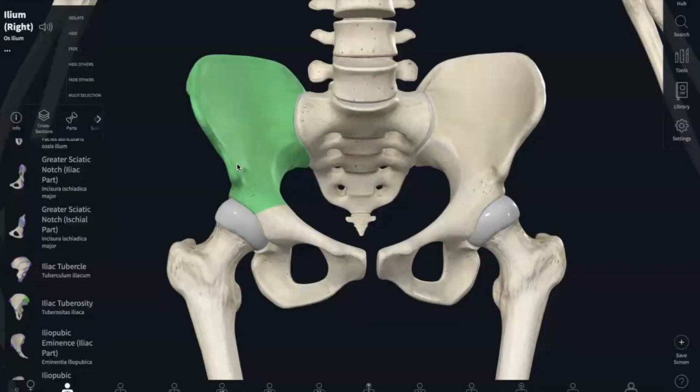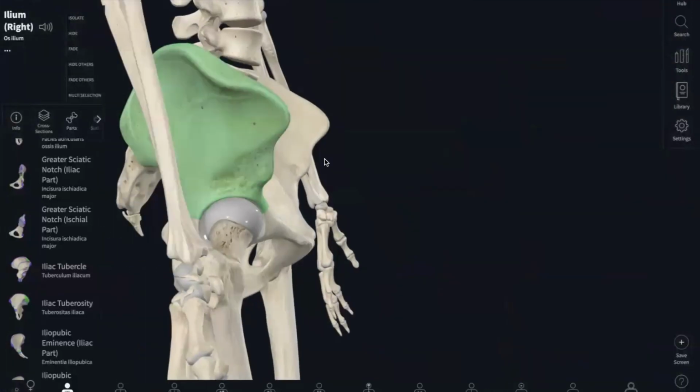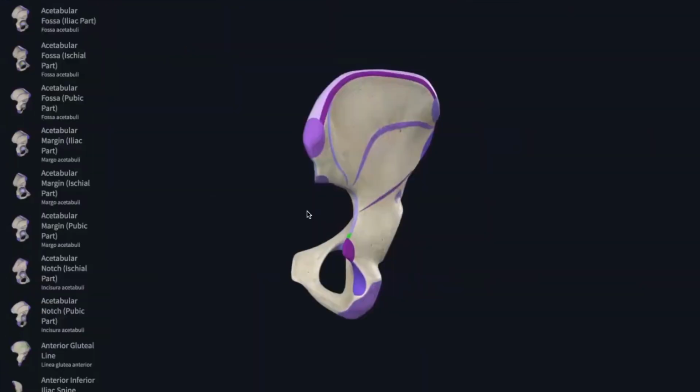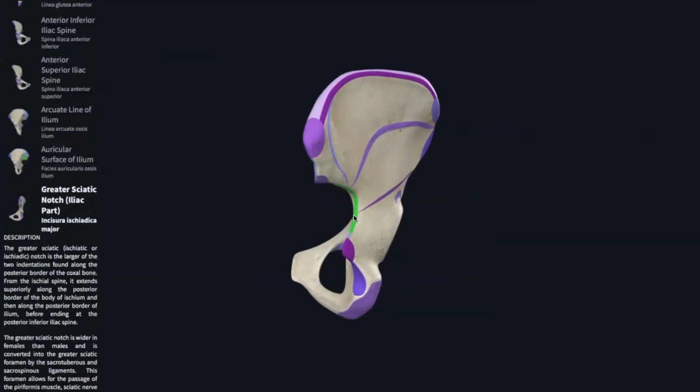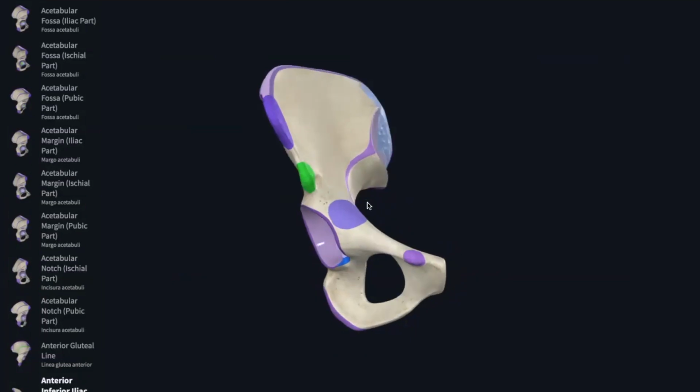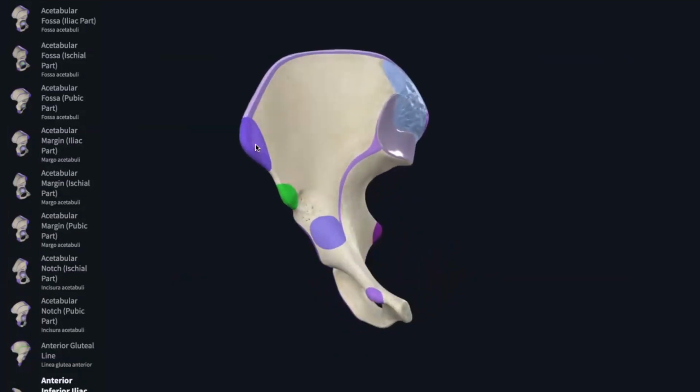And if we turn around our skeleton to the posterior side, we can see it better. It's going to be this part right here, highlighted in green, is our greater sciatic notch. The next 2 bone markings we have are the anterior, superior, and inferior iliac spines. So the inferior iliac spine is below and the superior is above.